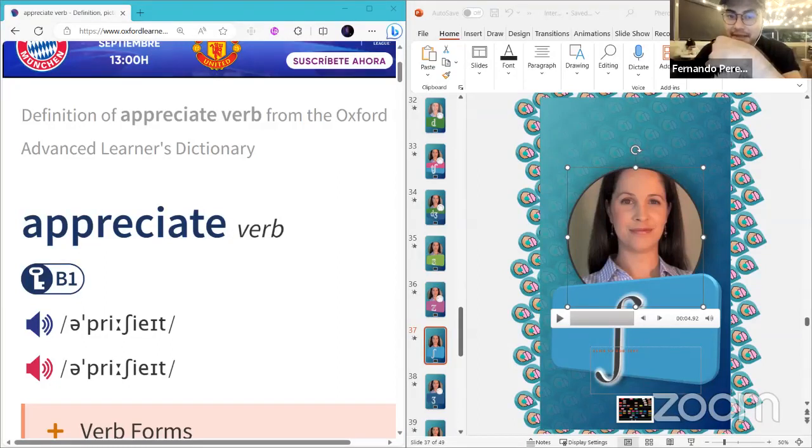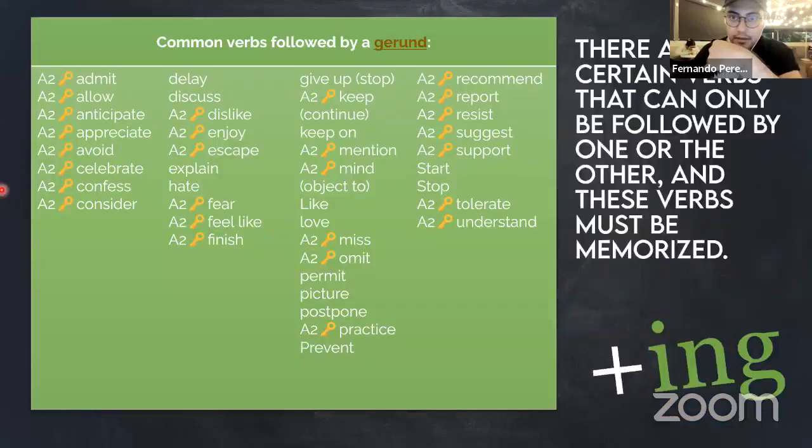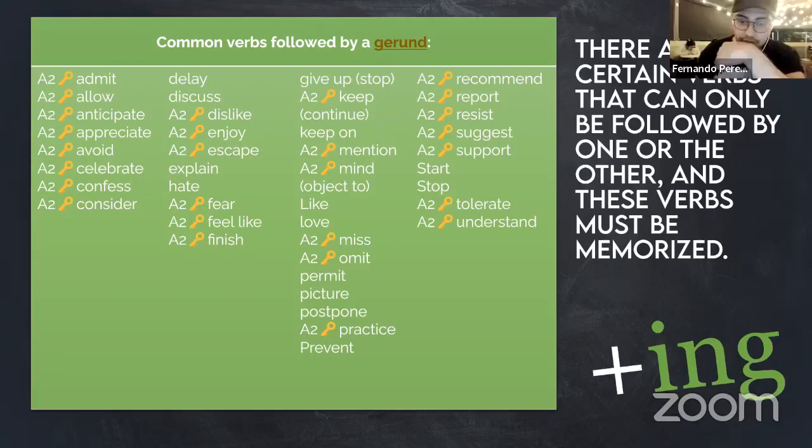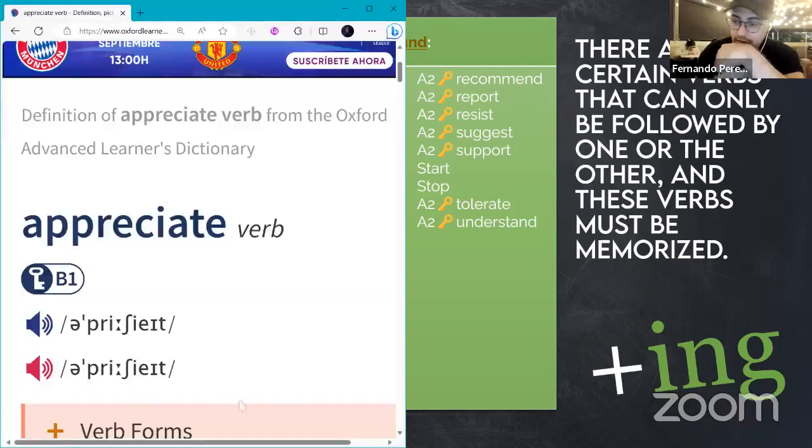Okay. Let's go to the next. So if, for example, let's go with Jesse. Avoid. Do you remember what is avoid? No, I don't. You don't remember? Come on. Okay, let's go to the definition of avoid.